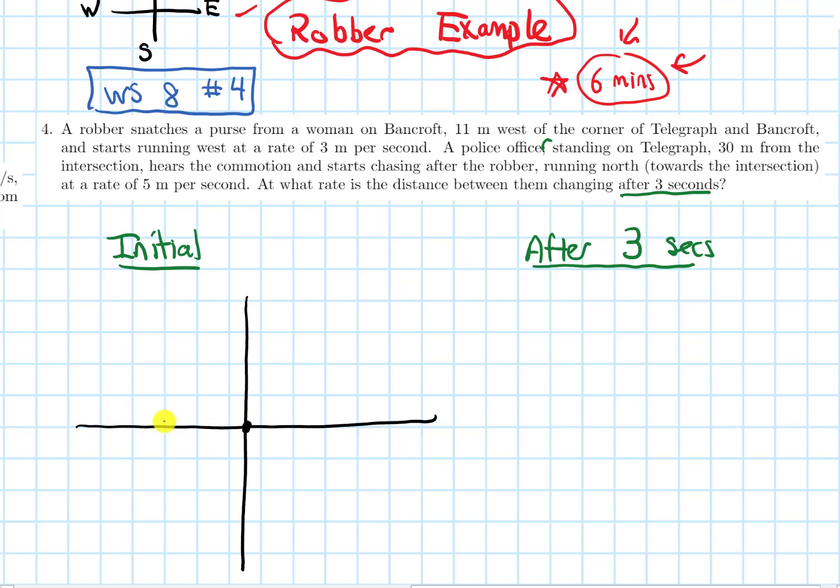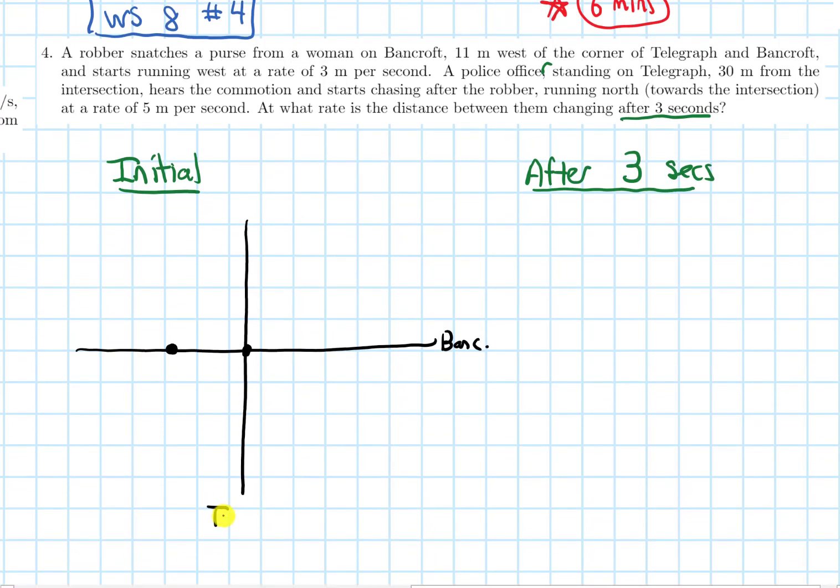Let's identify which street is Bancroft and which one's Telegraph. The problem tells me that the robber takes this purse from a woman who's on Bancroft, and that is 11 meters to the west of the corner. So 11 meters to the left, or to the west, is here. So this is Bancroft. I'll write B for Bancroft. And that must mean that the other street is Telegraph.